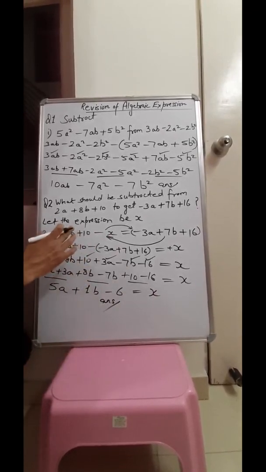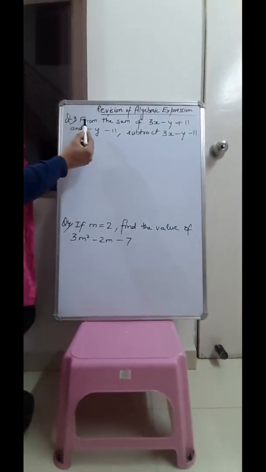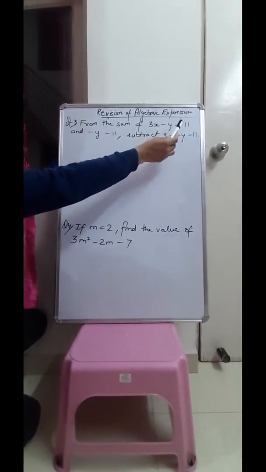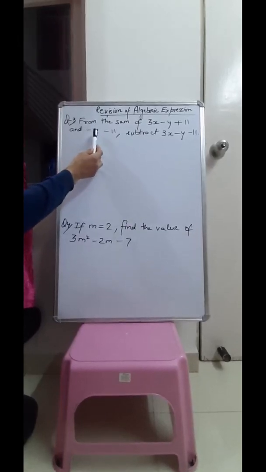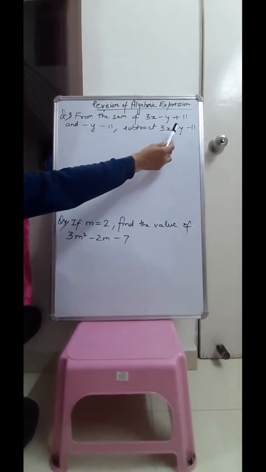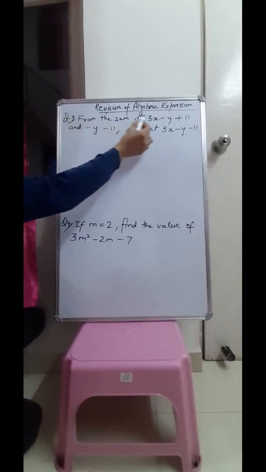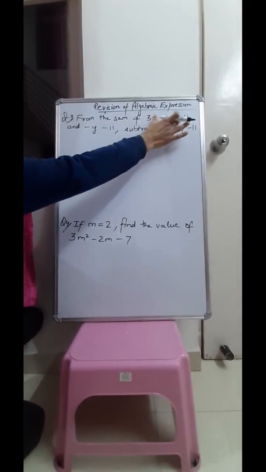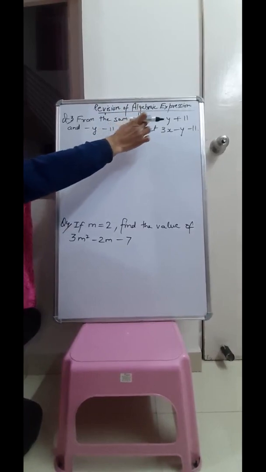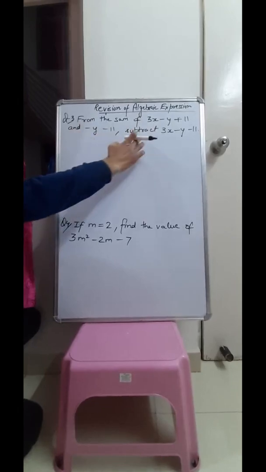So in this way, we can find out the thing that we have to subtract. So now students, question number 3 is: from the sum of 3x minus y plus 11 and minus 7 minus y minus 11, we have to subtract the third expression 3x minus y minus 11. So here it has been mentioned, from the sum of this and this. That means this is your one expression and this is your second expression, and from the sum means we have to find out the sum of these two, and after finding the sum of these two, we have to subtract the third expression.